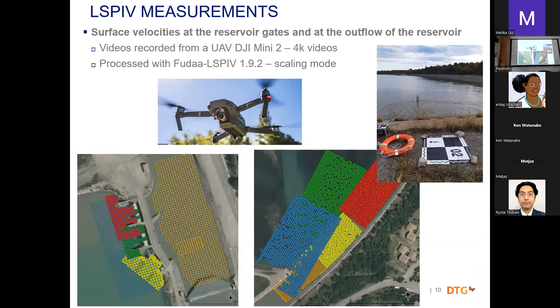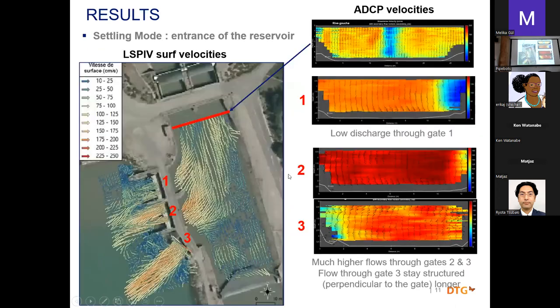Okay, so some results now. Please, next slide. So you can see here the LSPIV results from the UAV. And here it's some ADCP cross-section measurement. So you can see the advantages of having the two measurement systems: with the LSPIV, you have this large scale area which is mapped. So you can see how the velocity is going, what are the main flow patterns.